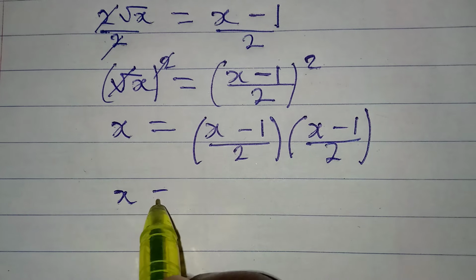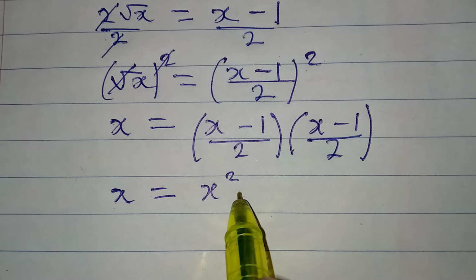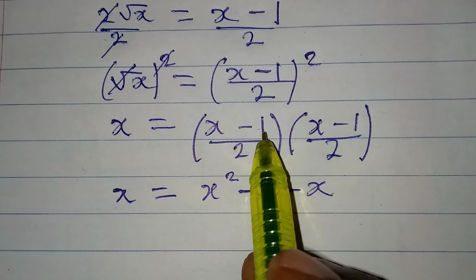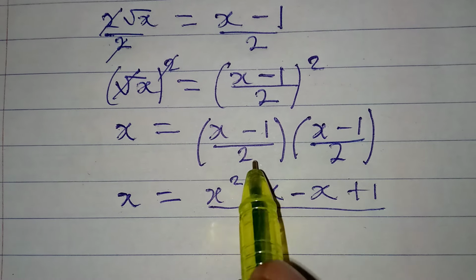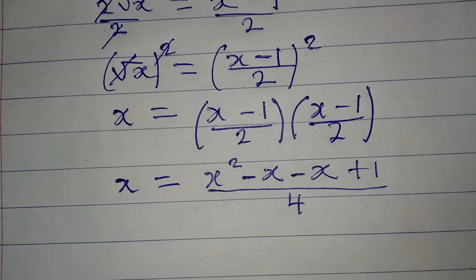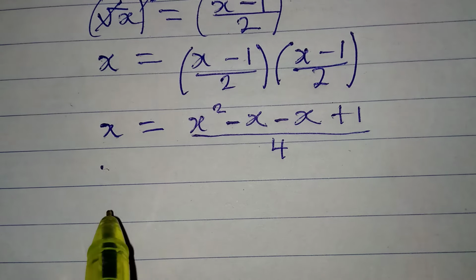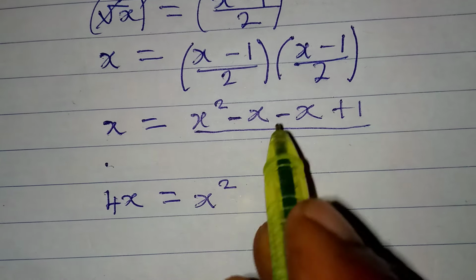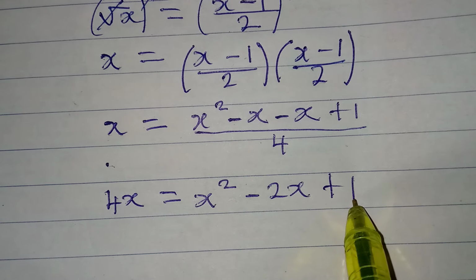Okay, so if you're going to multiply, this is what you will have at the end of the day. x will be equal to x times x is x squared, then x times minus 1 will give us minus x, minus 1 times x will give us minus x, and minus 1 times minus 1 is plus 1, right? Now the whole of this is over 2 times 2, which is 4. By the way, cross multiply immediately, so that 4 times x will give us 4x over here, which will be equal to x squared. Then minus x minus x will give us minus 2x. Then we have plus 1.